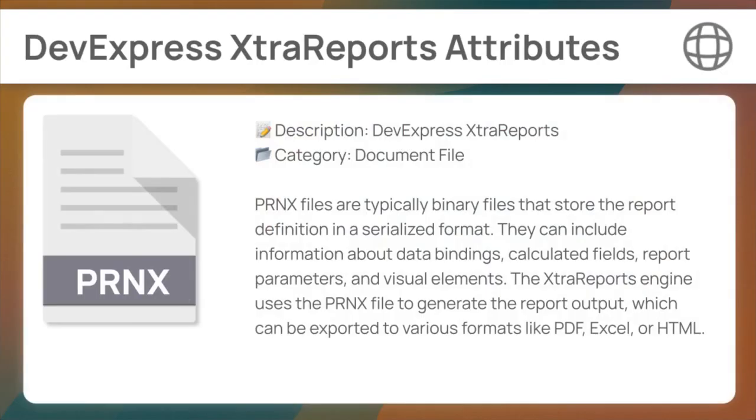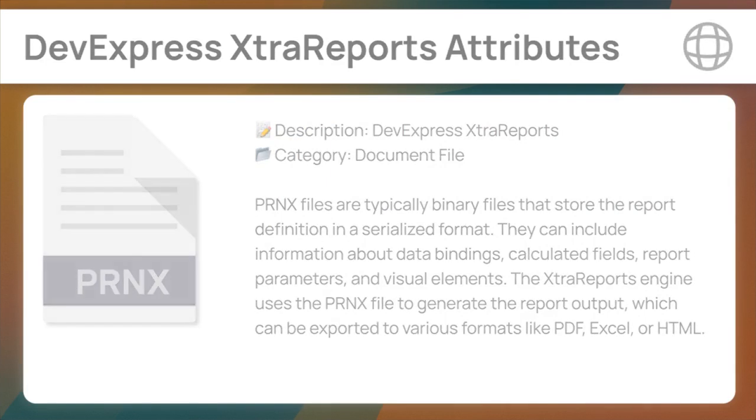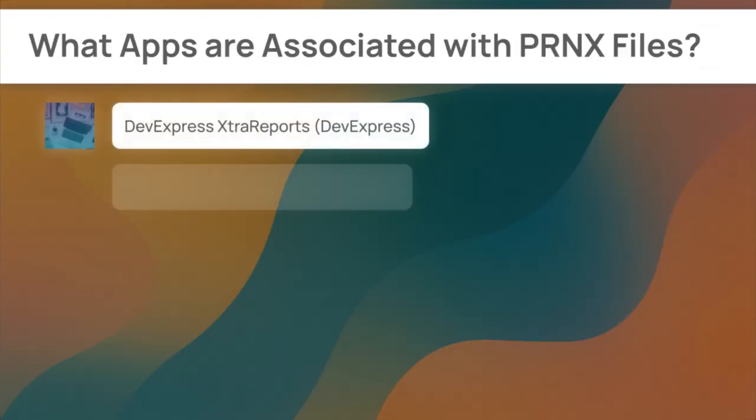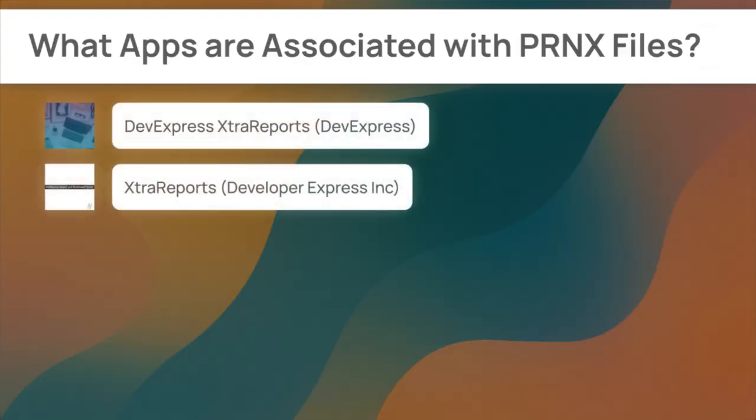They can include information about data bindings, calculated fields, report parameters, and visual elements. The XtraReports engine uses the PRNX file to generate the report output, which can be exported to various formats like PDF, Excel, or HTML. The specific reading module for PRNX files is provided by DevExpress XtraReports from DevExpress.